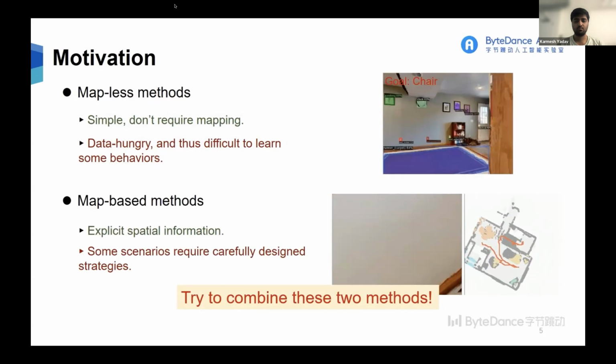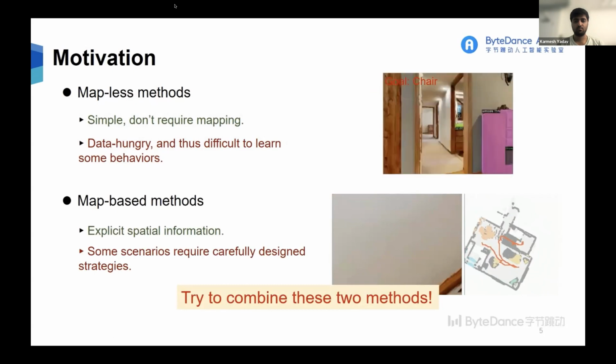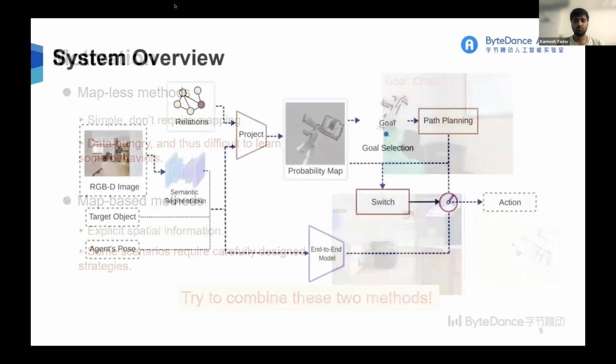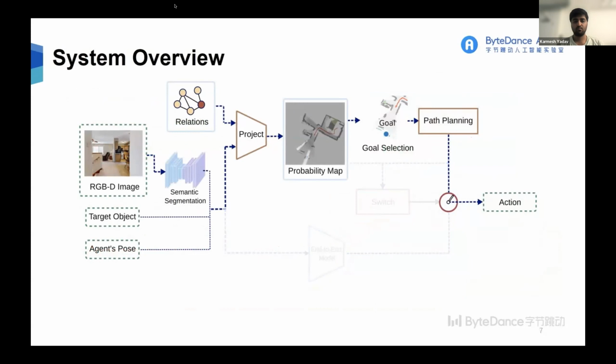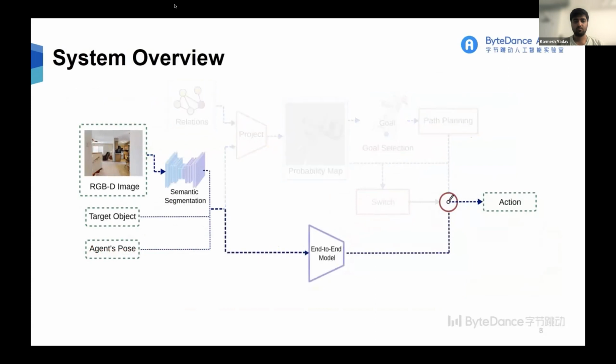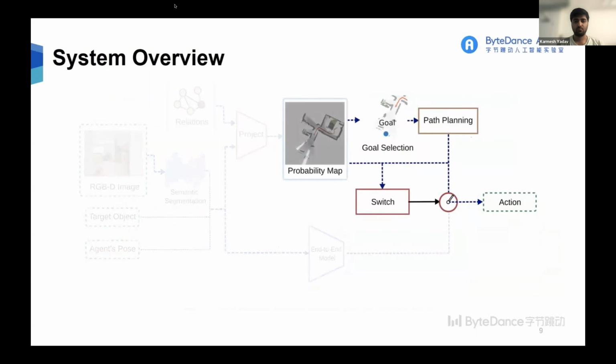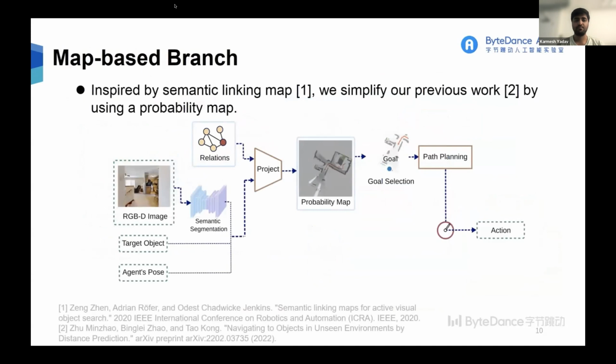Therefore, we try to combine these two kinds of methods in order to achieve better performance. Our method consists of two branches, the map-based branch and the end-to-end branch. The output of the two branches is selected by the switch strategy. In the map-based branch, inspired by the semantic linking map, we simplify our previous work by using a probability map. Based on the probability map, we select goals with the largest probability and perform path planning to get an action.